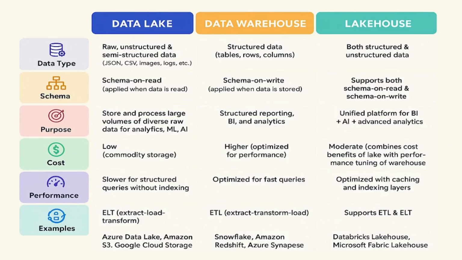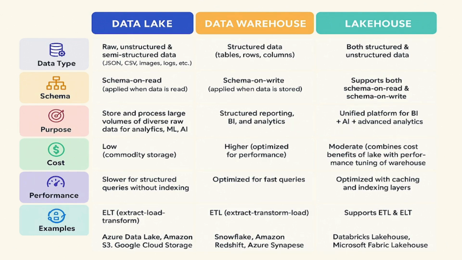Next, we are going to learn the comparison between data lake, data warehouse, and lakehouse. In a data lake, we can store raw data in original format: structured like tables and CSV files, semi-structured like JSON and XML files, and unstructured like images, IoT logs, and sensor logs. But in a data warehouse, you can store only structured data. The data is already cleaned, modeled, and stored in tabular format for reporting and analytics. In a lakehouse, you can store both structured and unstructured data in a single system, combining the flexibility of a data lake with the performance of a data warehouse.